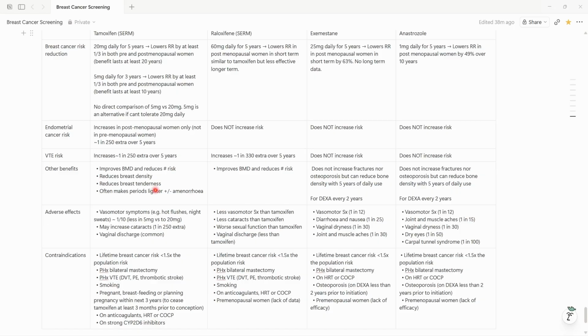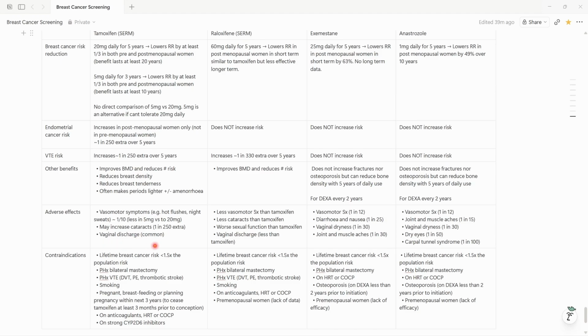The adverse effects of tamoxifen include vasomotor symptoms, which occur in about 10% of patients. It's less common with the 5 milligram dose compared to the 20 milligram dose, suggesting that it is a dose-dependent effect. Examples of vasomotor symptoms are hot flushes and night sweats. Tamoxifen may also increase the risk of cataracts, 1 in 250 extra, and vaginal discharge is a common side effect of tamoxifen.